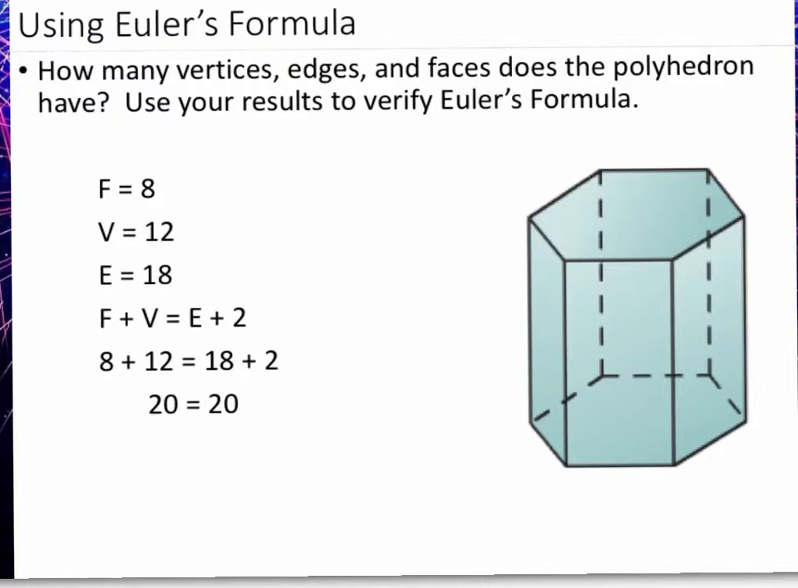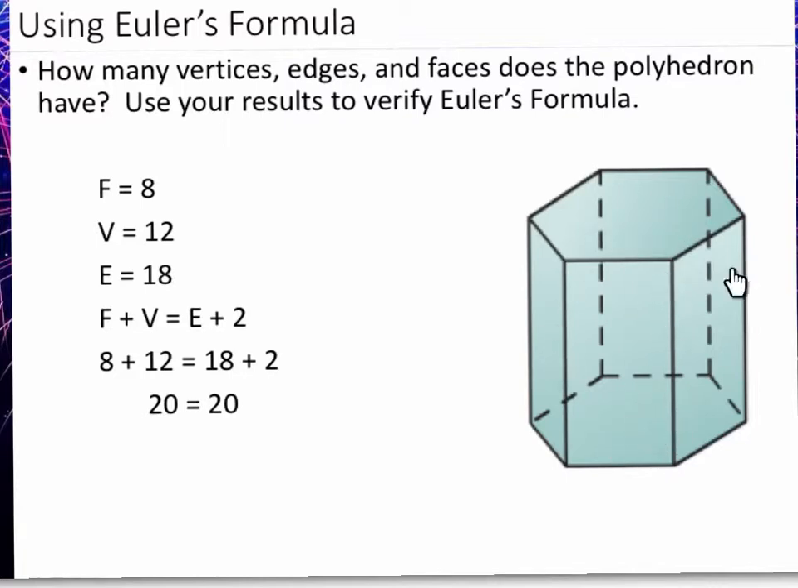So here we have a polyhedron, and we want to see how many vertices, edges, and faces the polyhedron has. And then we're going to use our results to verify Euler's formula. We want to see if he was correct in saying that F plus V, faces plus vertices, is equal to edges plus 2.